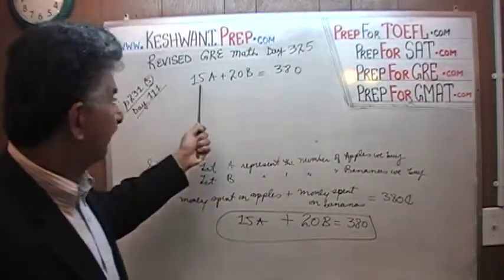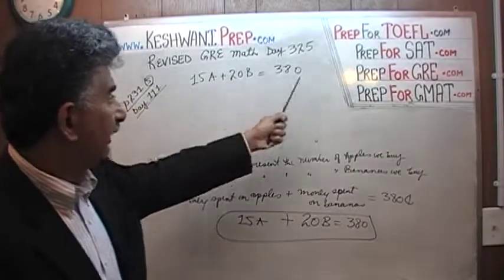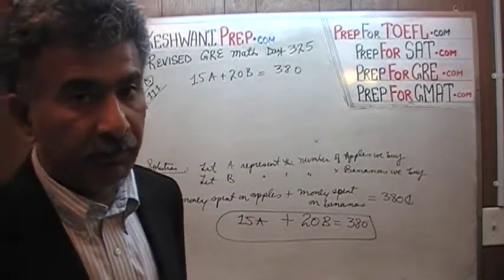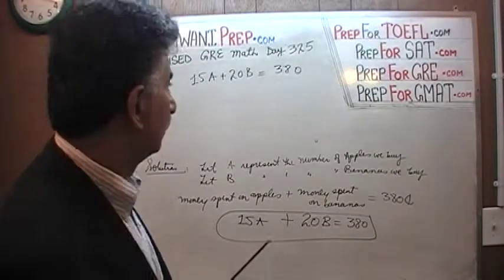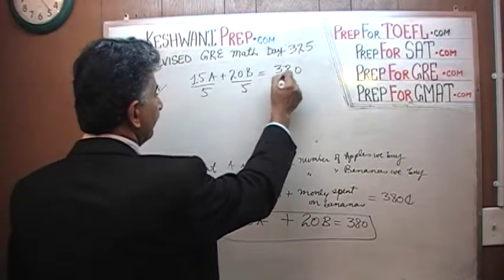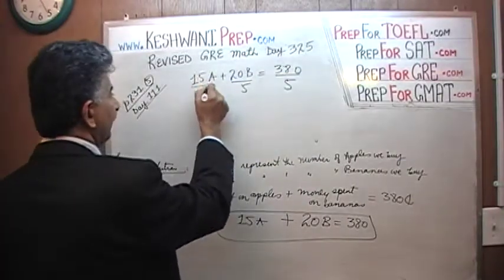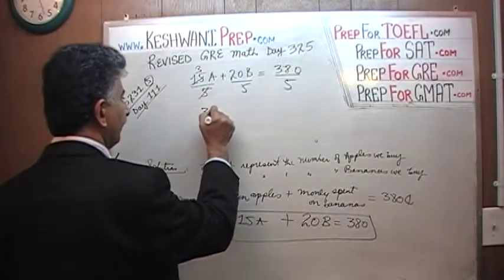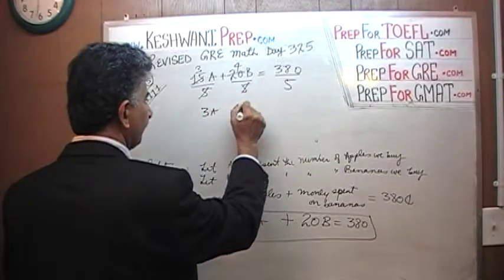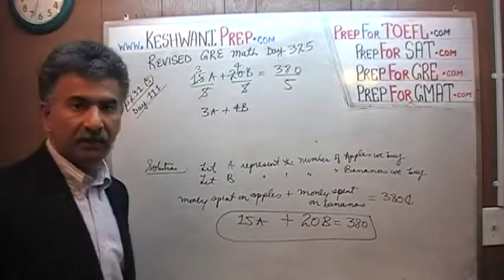We cannot divide the equation by 10, because if we did that we'll end up with 1.5, but we can most certainly divide the entire equation by 5. That's what we're going to do. So 15 divided by 5 is going to give us 3 apples. 20 divided by 5 is going to give us 4 bananas. And how much is 380 divided by 5?